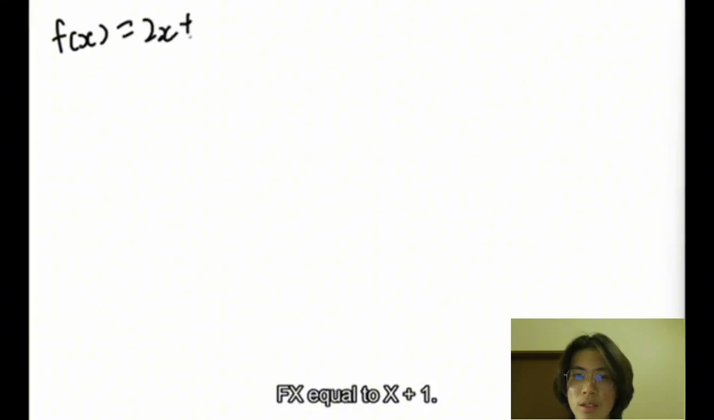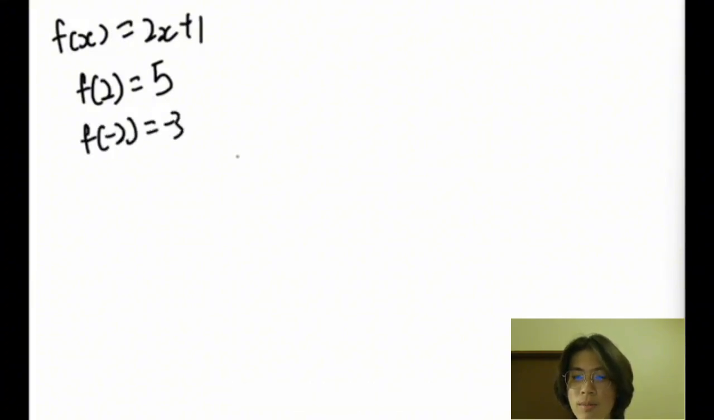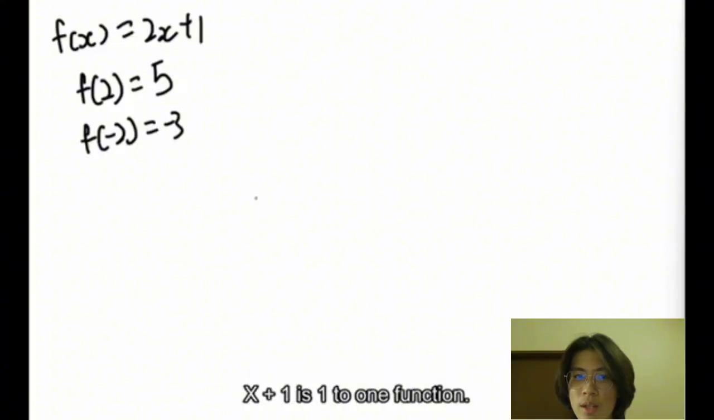Example 2. f(x) = x + 1. Let me test. If x equal to 4, you get 5. If x equal to negative 4, you get negative 3. Here each input gives a different output, so f(x) = x + 1 is a one-to-one function.